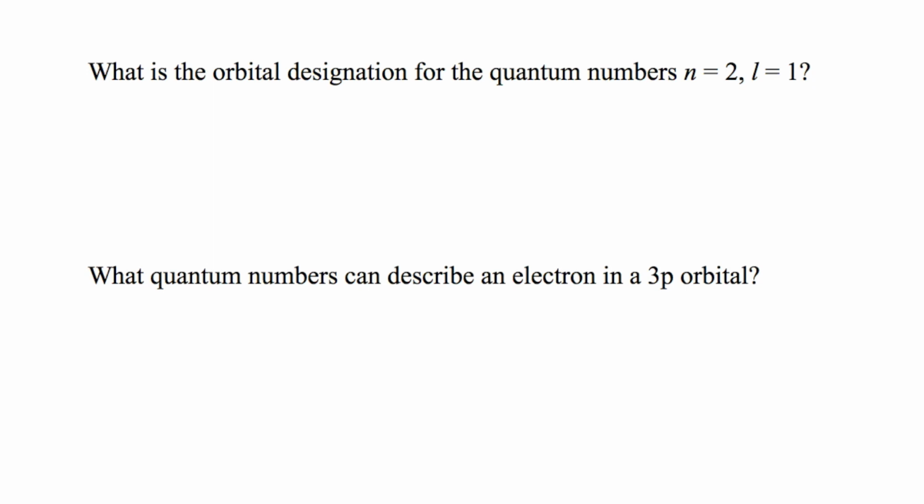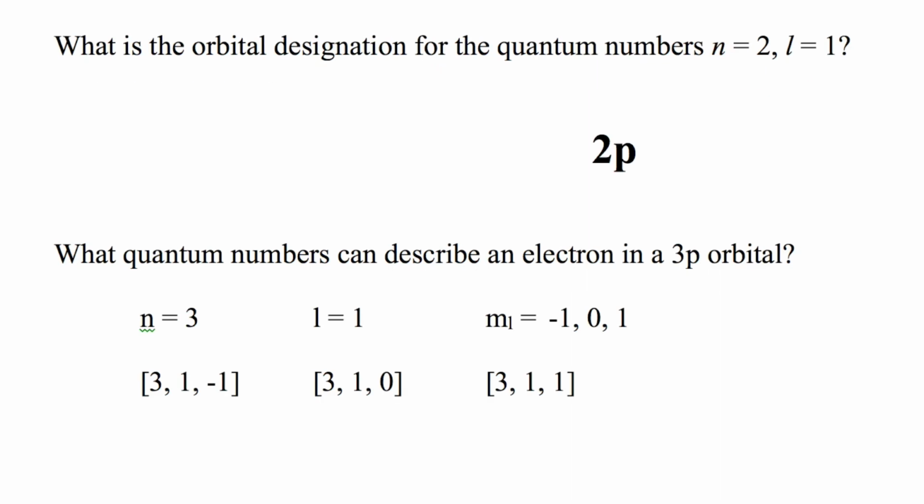You have 2 additional questions at the bottom of this handout, where the first one says, what is the orbital designation for the quantum numbers n equals 2, L equals 1? So right away, n equals 2 tells us we're dealing with the second shell. We should know from the exercise above that in the second shell, the only orbitals that are possible are going to be the 2s and the 2p based on the quantum numbers. Whenever L is 1, that's our p subshell. That's how it's been defined. So n equals 2, L equals 1 is going to be a 2p orbital.